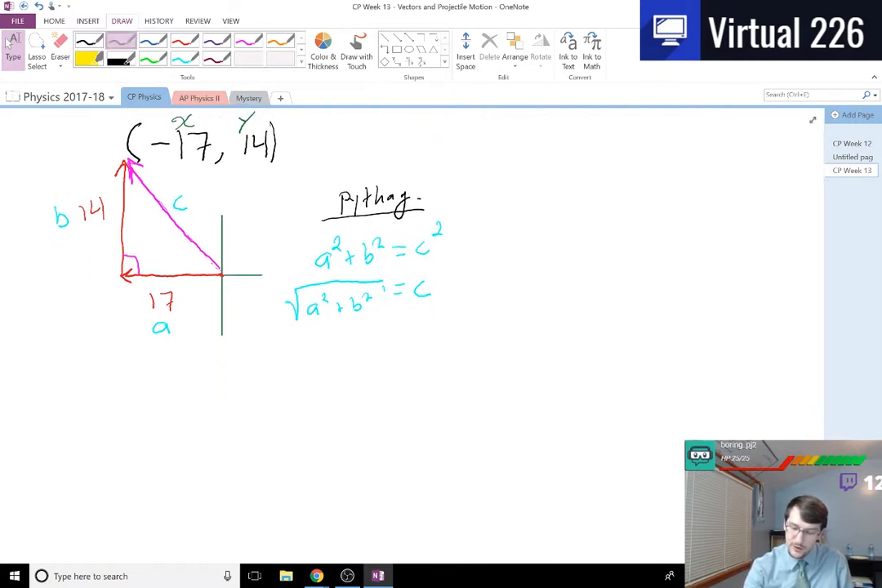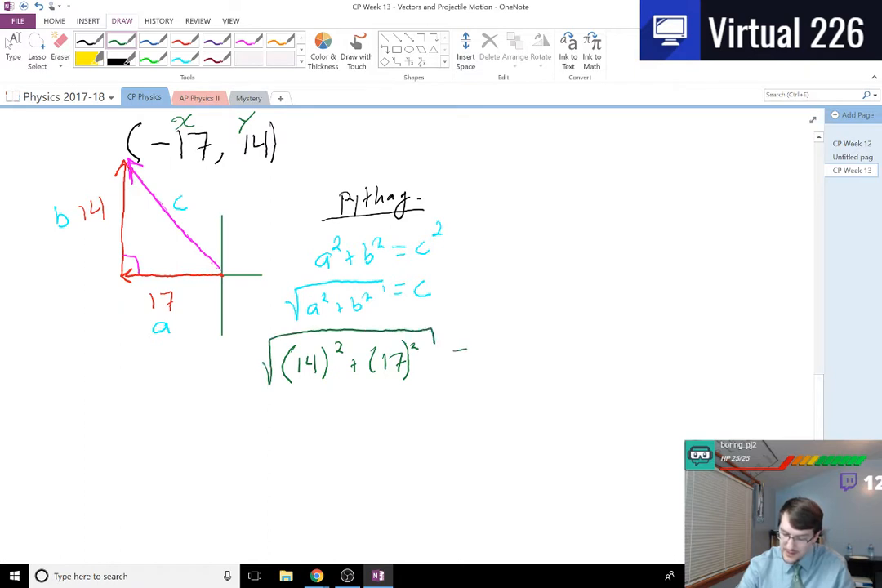But if I wanted to solve for the length in this problem, I could just take, and note I'm going to ignore the negatives here because those negatives are going to become squared, so they're going to become a positive, because a negative times a negative is a positive. So what I can do is I can just say 14 squared plus 17 squared. Take the square root of that, and that is my hypotenuse.